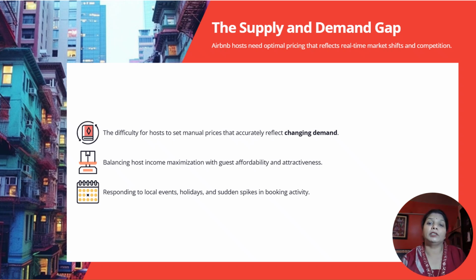So third, pricing decisions must respond quickly to local events, holidays, and sudden spikes in booking activity. For example, if you see a sudden forecast for snowfall in the hills in India during the winter season, the flow of tourists starts rising, so the demand surges. These short-term demand surges are difficult for individual hosts to anticipate consistently.